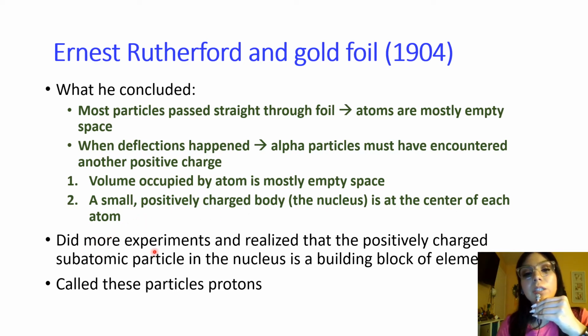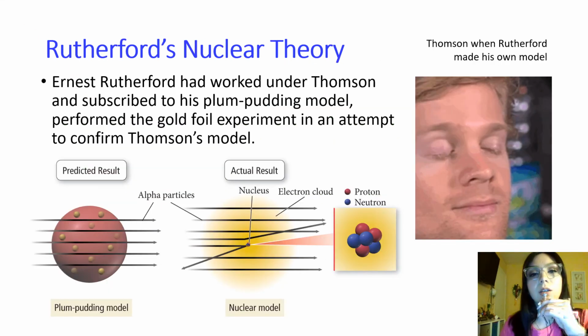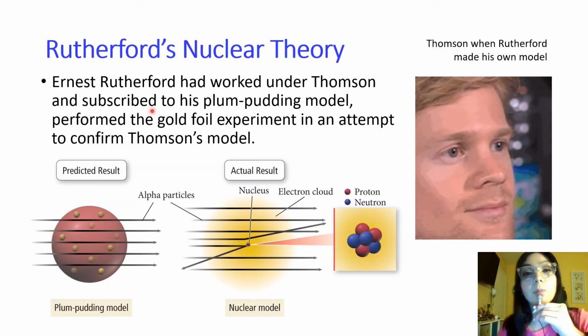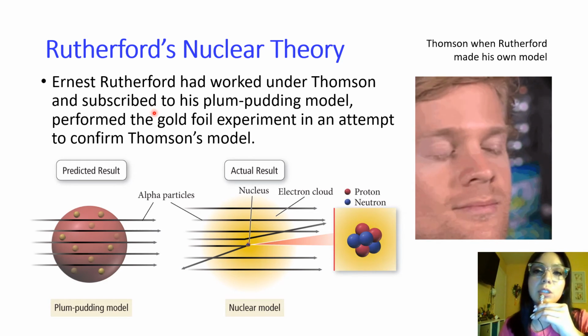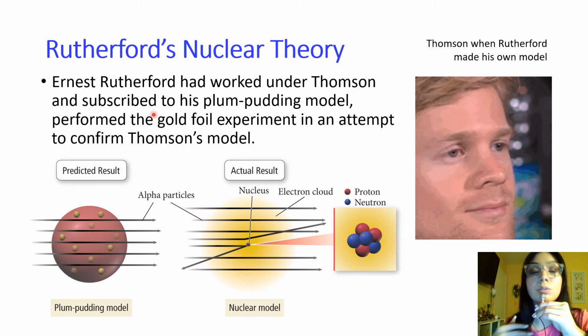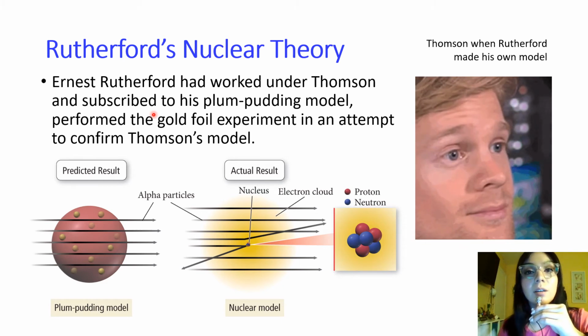So he did more experiments and he realized that the positively charged subatomic particle in the nucleus is actually a building block of the elements, which we now call the protons. So Ernest Rutherford actually worked under Thomson, and when he was doing his gold foil experiment, he was originally trying to provide data to support Thomson's model.